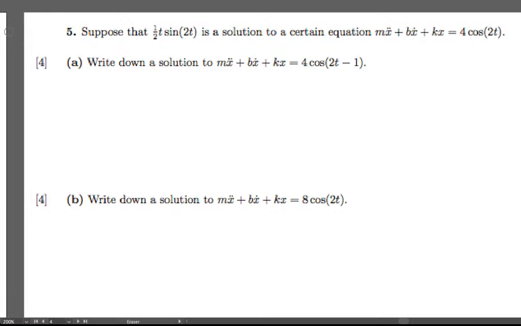Suppose that half t sine 2t is a solution to a certain equation mx dot dot plus bx dot plus kx equals 4 cosine 2t. Write down the solution to mx dot dot plus bx dot plus kx equals 4 cosine 2t minus 1. Okay, I think this is all about complex gain. The complex gain would actually be something.